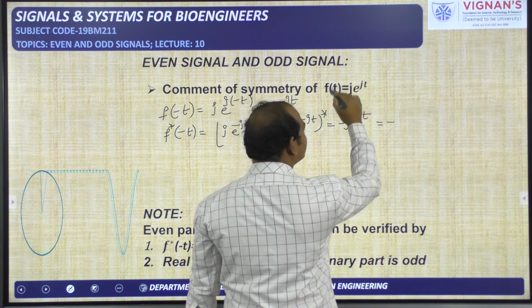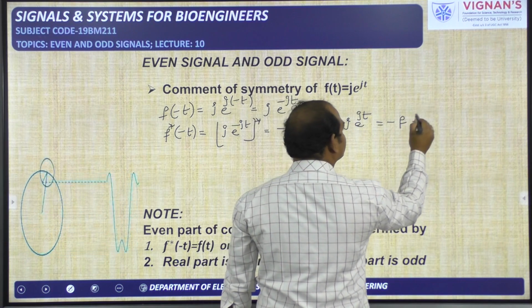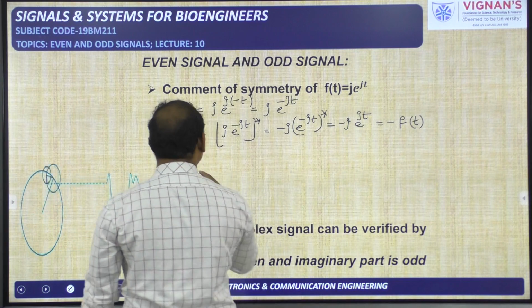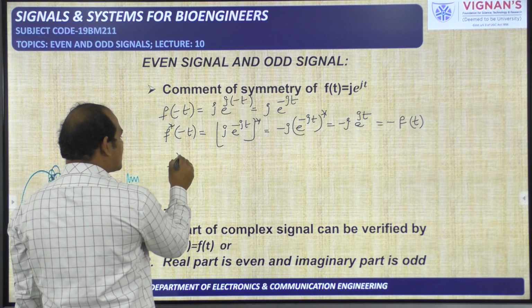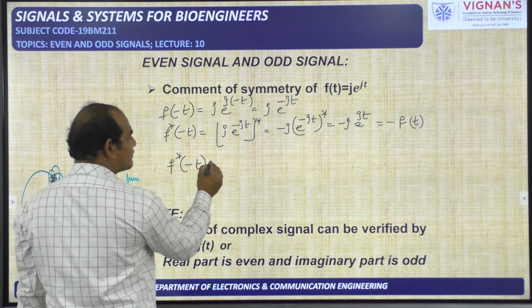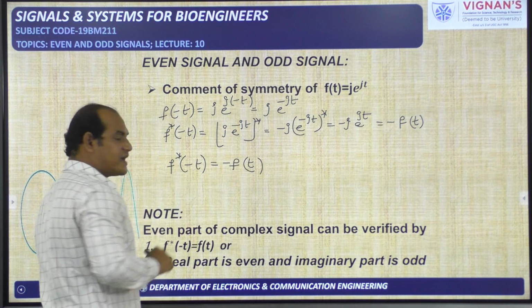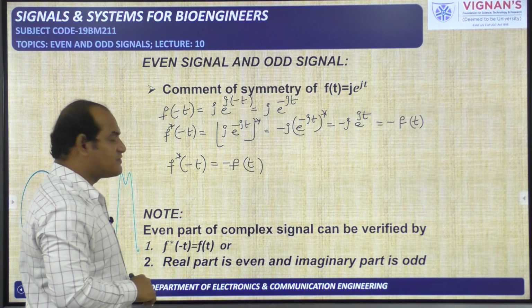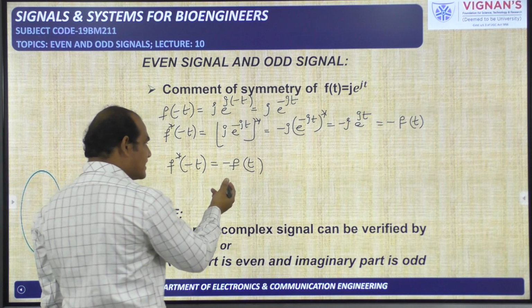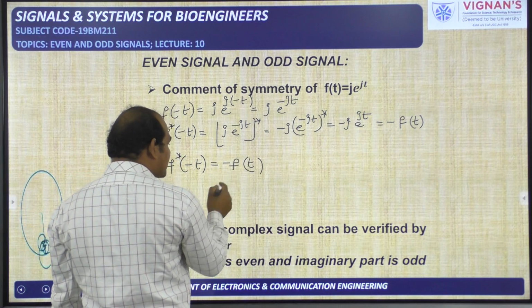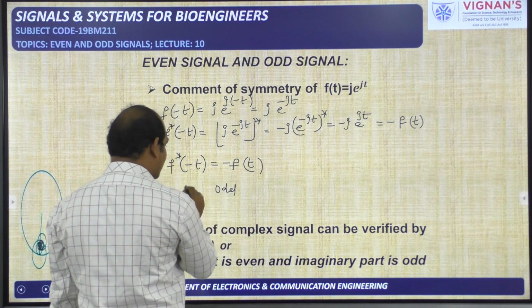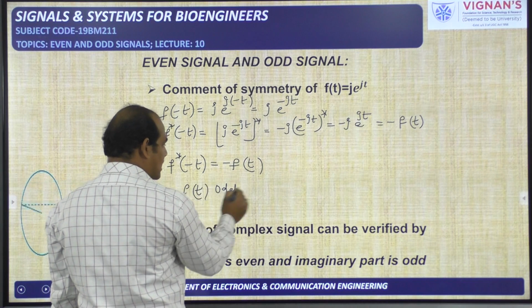J into e power jt is the f of t. So finally I can tell f star of minus t is equal to minus f of t. F star of minus t is equal to minus f of t. So it is the condition for the odd symmetry. So I can tell f of t is an odd symmetry signal.